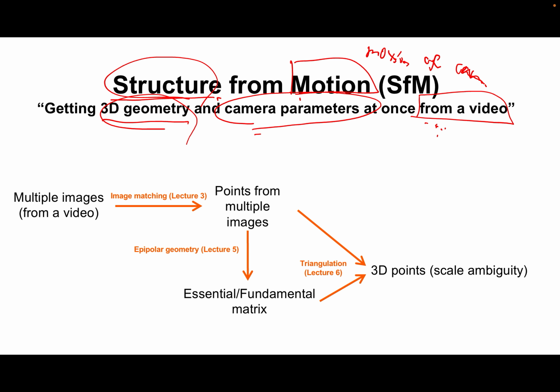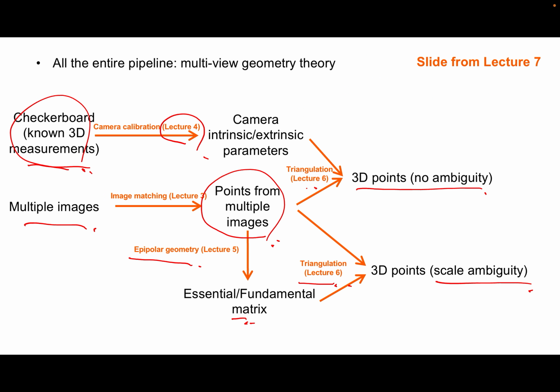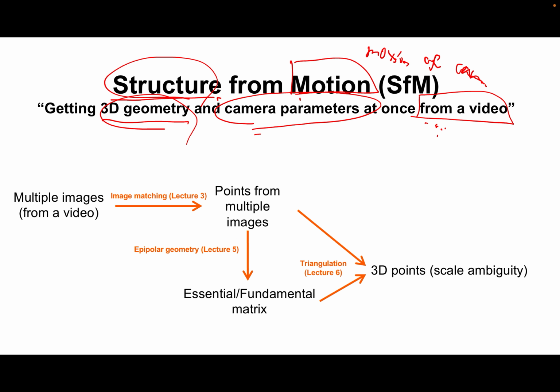And SfM is not a special thing, just the below part. If we do not have any checkerboard, if we do not have any 3D measurement, then we can skip the above part and just rely on the below part. That is just called structure from motion. So there is nothing very new, but we would like to assemble every piece that we learned so far to get to know what structure from motion is.